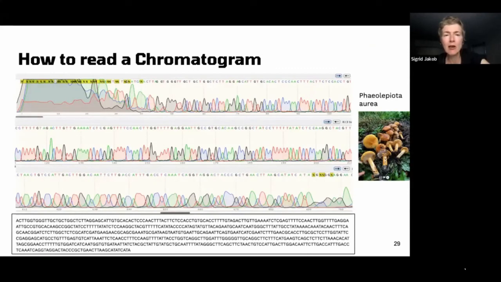And you can see that there's a lot of sort of mess at the beginning over here. And there's a slightly messy bit at the end. And you definitely don't want to copy that. That's like trash. What you do is copy all the good stuff, and you end up with a sequence like this. So this is a Phaeolepiota aurea that I collected in Greenwood Cemetery, and I was kind of curious about how it fits.